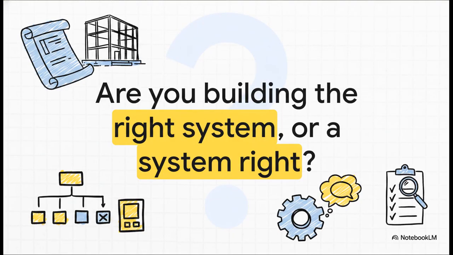So before you start coding your next big idea, or before you request a new piece of software for your business, ask yourself this critical question. Are you building the right system or just building a system right? The blueprint absolutely has to be solid before the building begins. If you prioritize requirements engineering, bridge that communication gap, and constantly validate your goals, you're going to make sure your elegant code actually serves a real purpose.